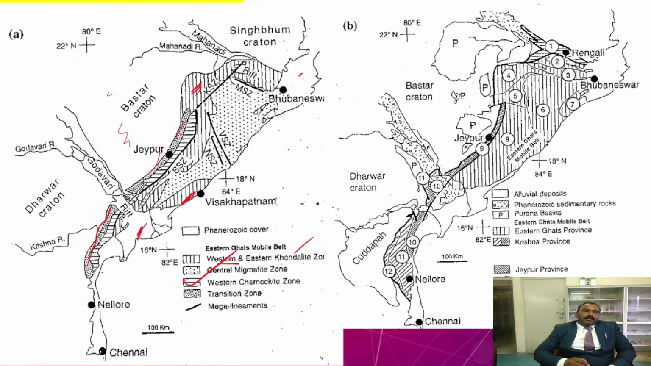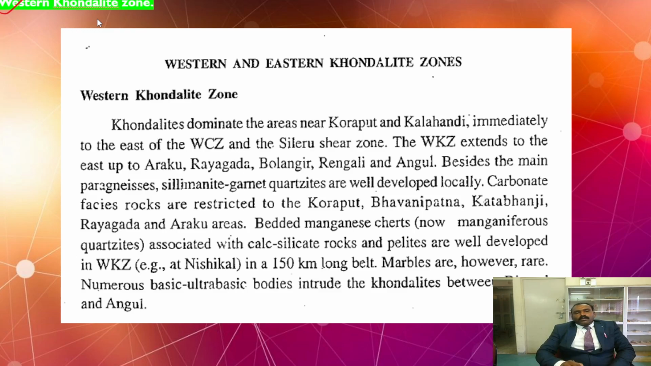The Western Khondalite Zone is also one of the most important zones, which has a dominant occurrence in Koraput and Kalahandi, immediately in the east of the western charnockite zones. Here, in the Koraput and Kalahandi region, the dominance of the Western Khondalite Zone extends to Araku, Raigada, Bolangir and Rengali, where the different kinds of marbles and other rocks may show numerous basic and ultrabasic bodies included in the khondalites between the Raimal and the Angul.